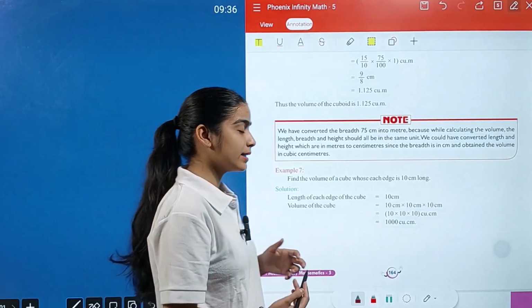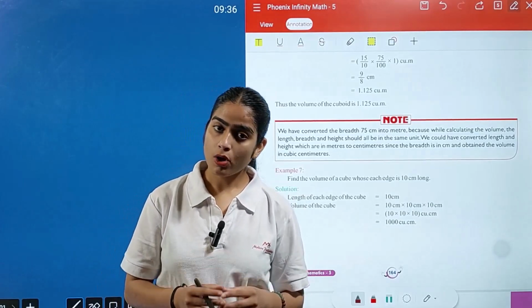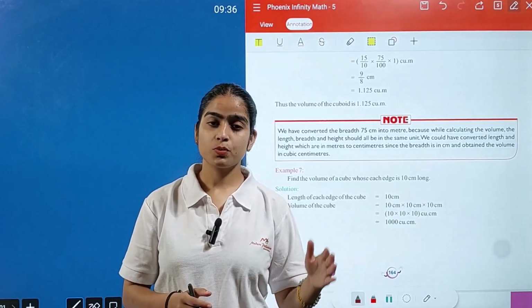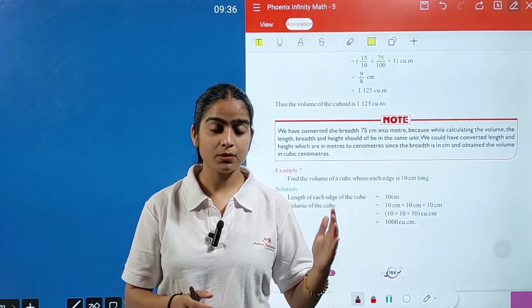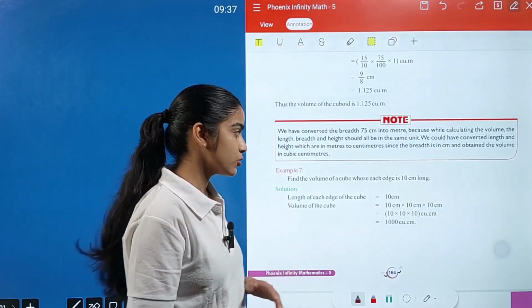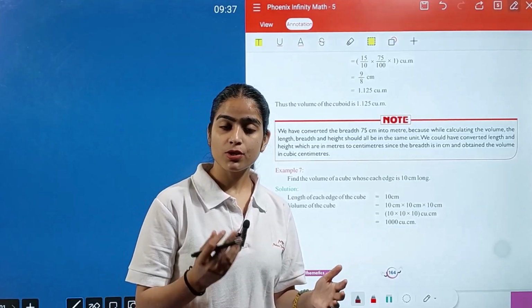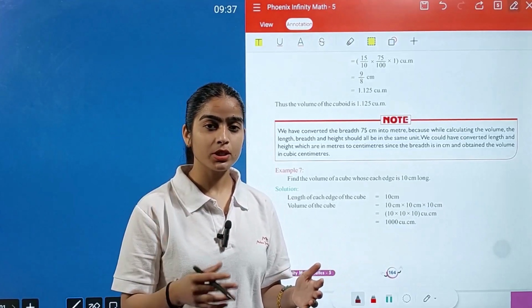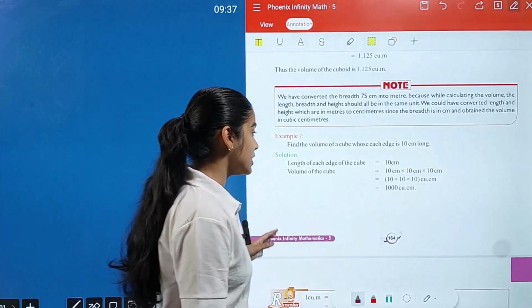So what we understand here is, if you have your length, breadth and height, you always consider that these three should be in one unit only. If we have centimeter, all three should be in centimeter. If we have meter, all should be in meter only. So just make sure that if they have any other unit, first you have to convert them into the same unit and then you have to proceed with the calculation.